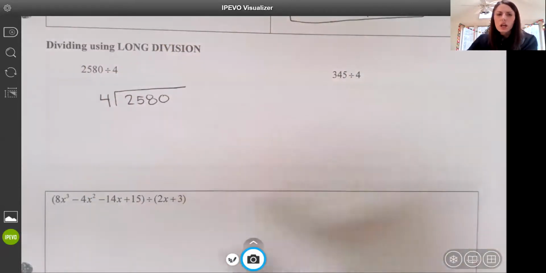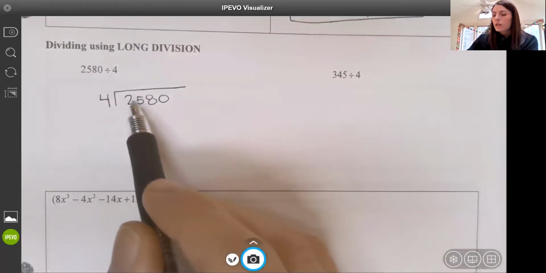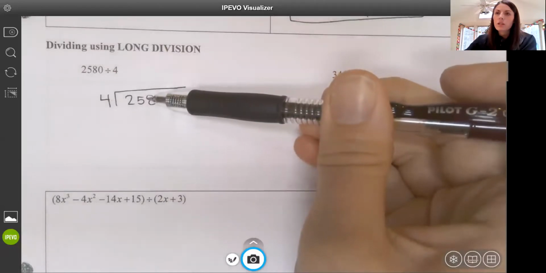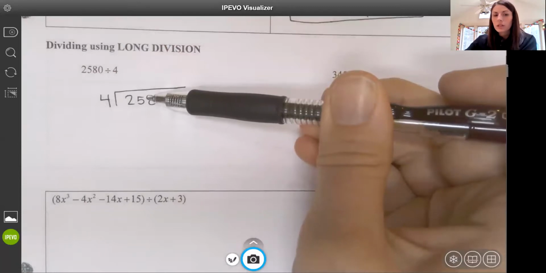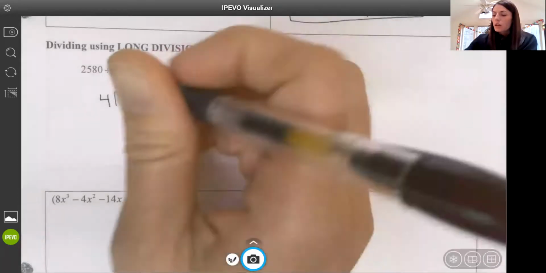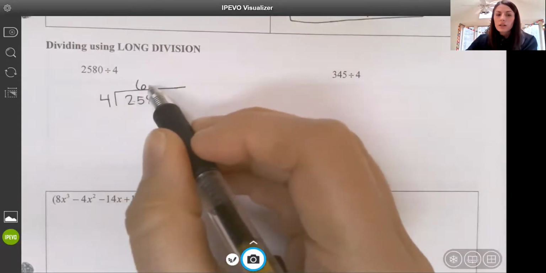And I just kind of want to talk through what we do when we do long division. So first, I can't go into 2, so I go to 25, just 25. And I'm saying, well, how many times can I divide 4 into 25? And I could fit 6 factors of 4 into 25. So what I'm doing there is division. I'm taking that 6 and I'm putting it up top, saying, well, it fits into 25 6 times.